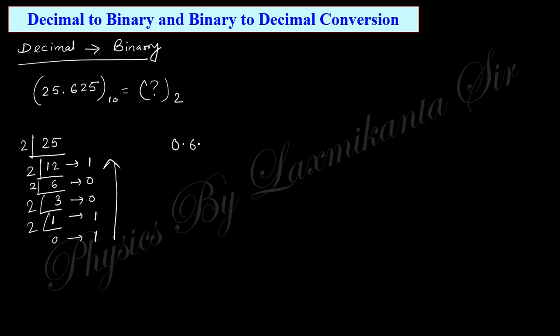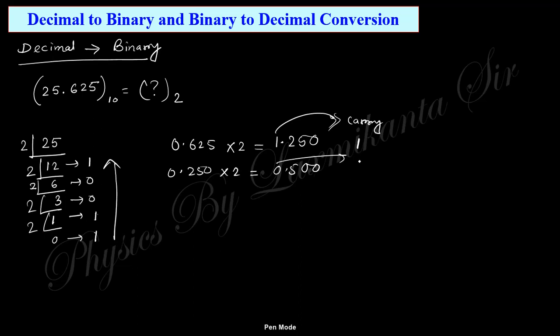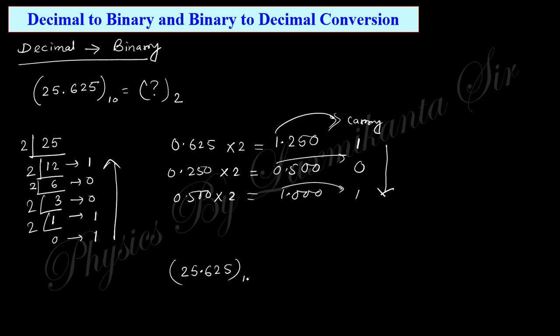After the point, that is 0.625 multiplied by 2, you get 1.250. This 1 is known as the carry. The remaining 0.250 into 2 gives you 0.500, so this is 0. Again, 0.500 into 2 gives you 1.000, so everything else is 0. So this is 1. This is written downward, read forward. So the final answer: 25.625 in decimal is converted into binary as 11001.101 in base 2.